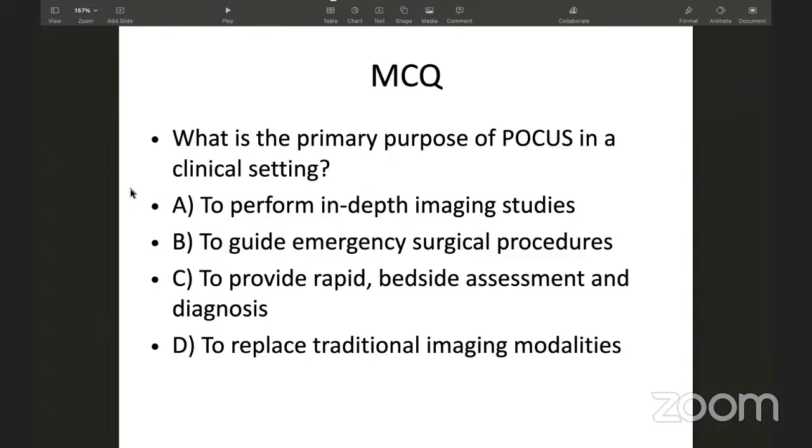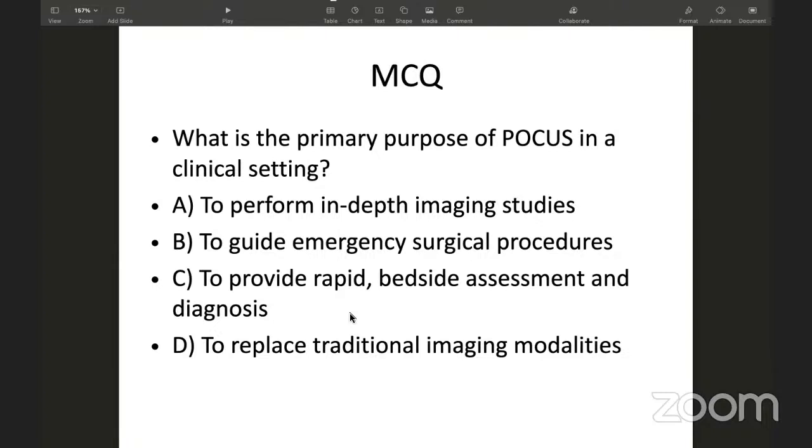What is the primary purpose of FOCUS in a clinical setting: to perform in-depth imaging studies, to guide emergency surgical procedures, to provide rapid bedside assessment of diagnosis, and to replace traditional imaging modalities? Answer. Ma'am, we have already received responses. All are responding C. C.